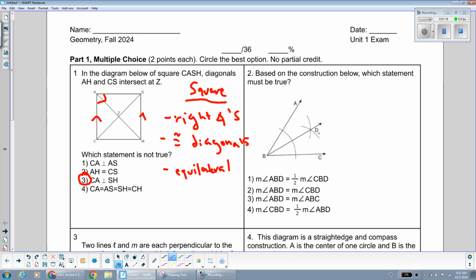Here we have the construction of an angle bisector. Answer choice 1 says measure of angle ABD, so that's right here, is half of CBD. CBD is here. That's not true. Those are both halves that are equal to each other. This is not half of this. These are equal halves of the whole angle.